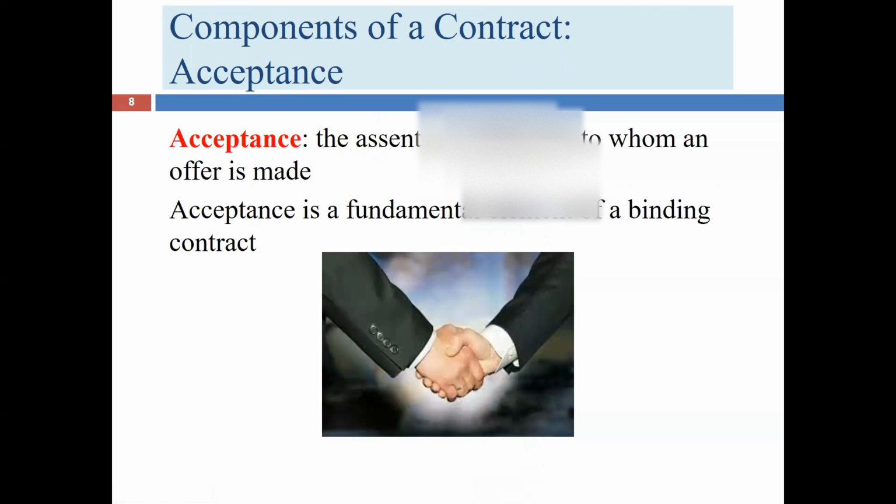So the acceptance is the assent by the person to whom the offer is made. And who is this person? We just found out who that person was. It's the offeree. So assent by the offeree.